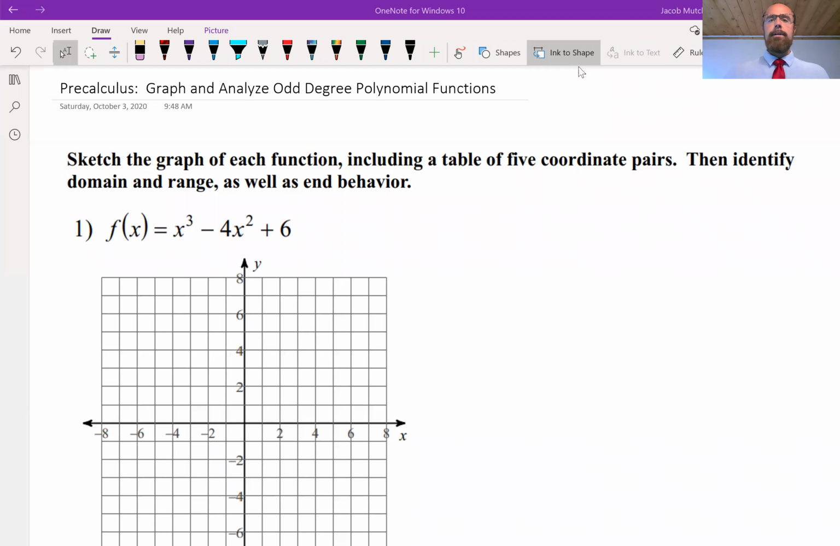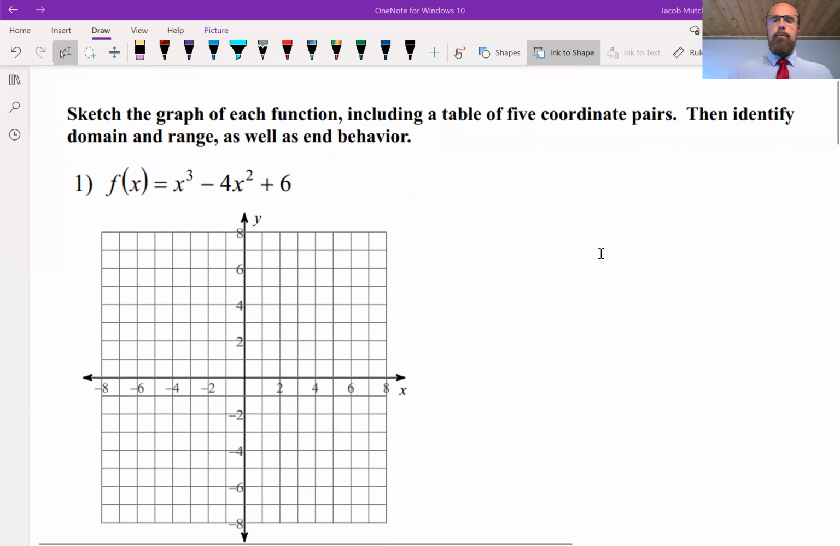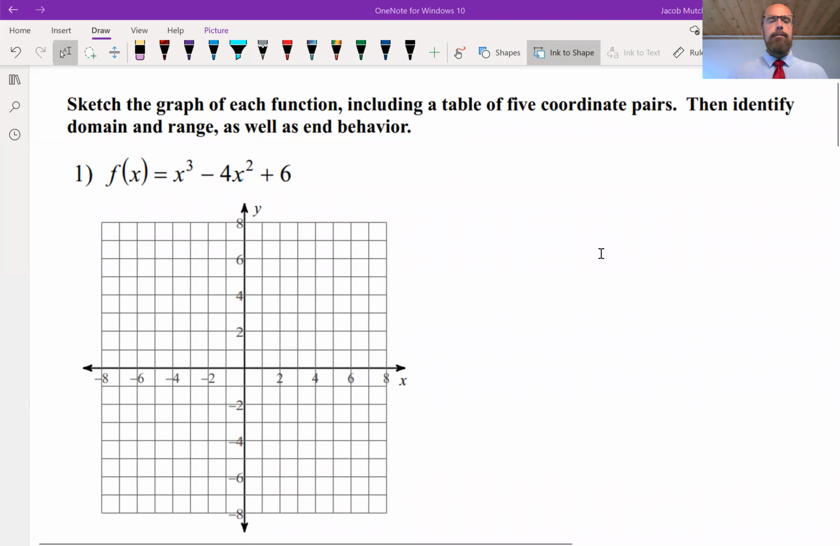Welcome to Pre-Calculus. Today we will investigate odd degree polynomial functions, focusing on graphing and analyzing for domain, range, and end behavior. We'll take a look at two examples. We'll begin with this first function, f of x equals x cubed minus 4x squared plus 6.